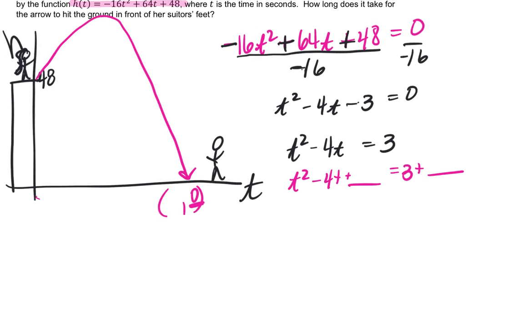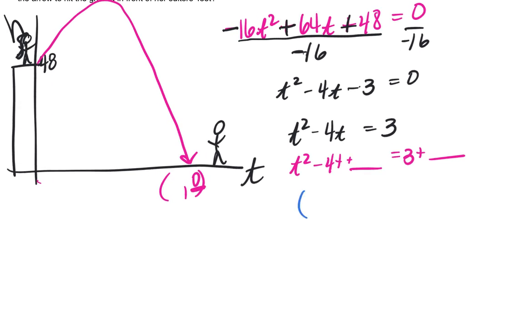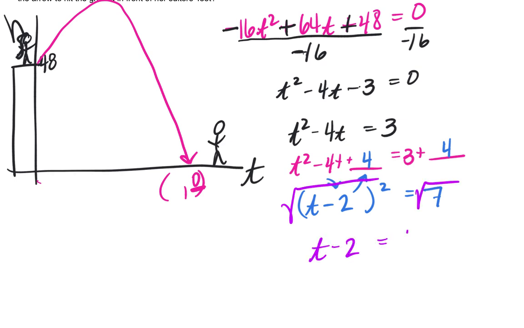So what am I going to do next? I'm going to do my parentheses, and I got t minus. What number do I take half of? 4. So half of 4 is 2, and 2 squared is 4. So 4 is my placeholder number. And then 3 plus 4 is 7. So now I can do the square root. So I get t minus 2 equals plus or minus the square root of 7.